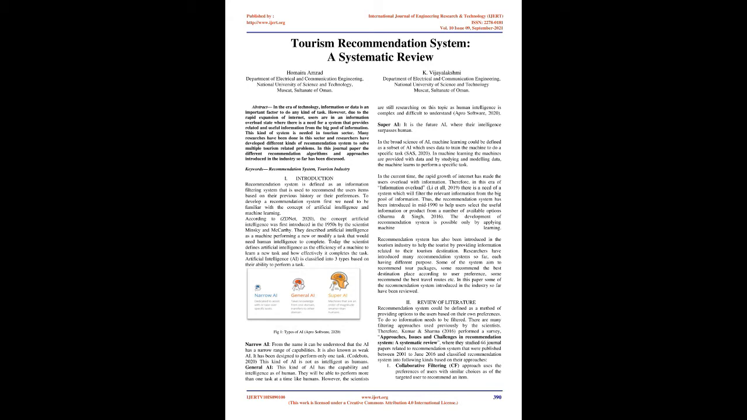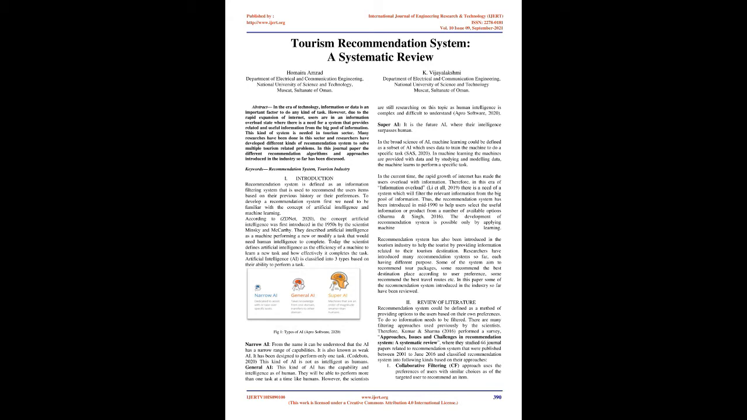According to ZDNet 2020, the concept of artificial intelligence was first introduced in the 1950s by the scientists Minsky and McCarthy. They described artificial intelligence as a machine performing a new or modified task that would need human intelligence to complete. Today the scientists define artificial intelligence as the efficiency of a machine to learn a new task and how effectively it completes the task.